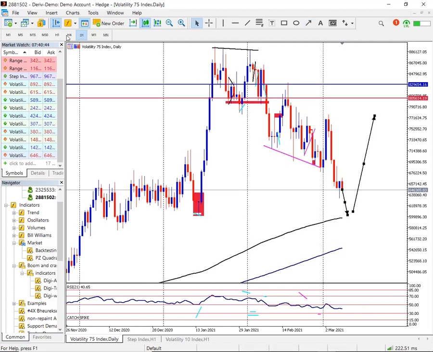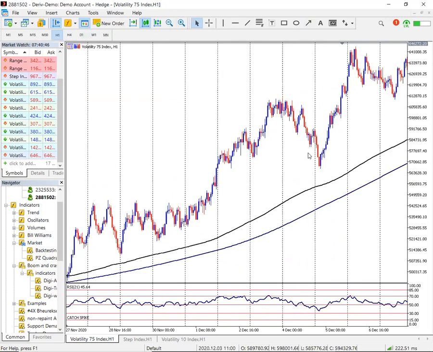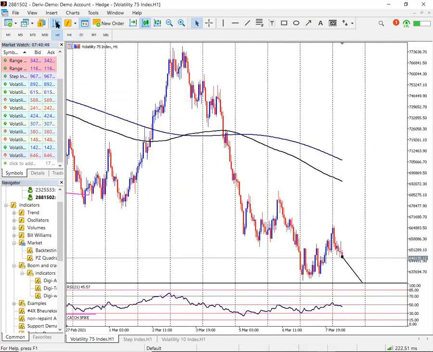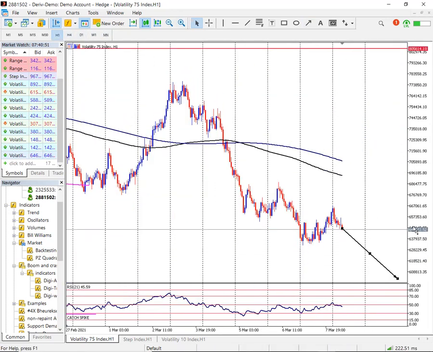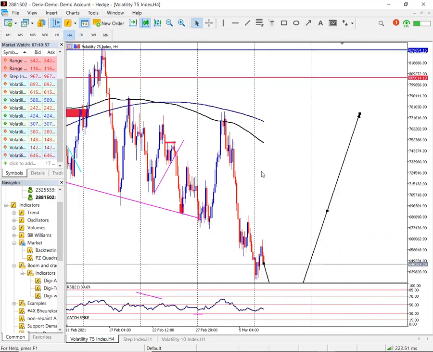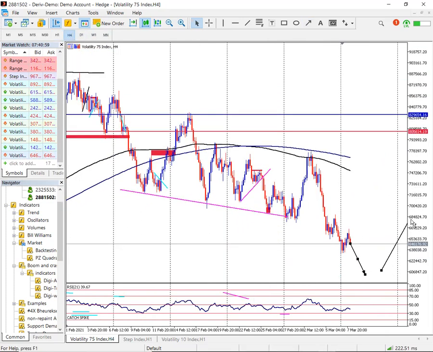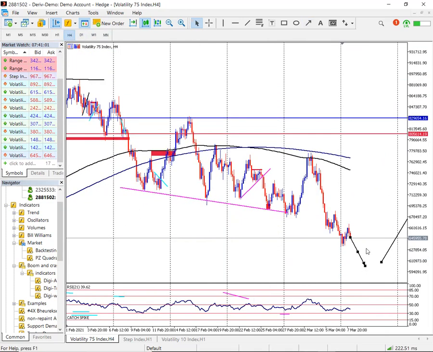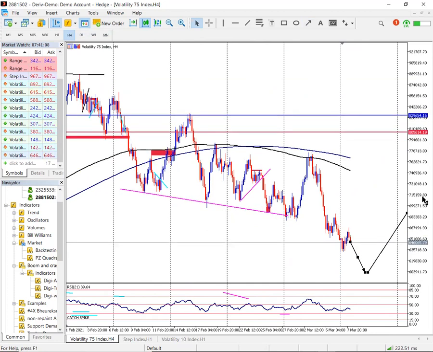So Volatility 75 for now, I'm out. I'm still watching, unless that candle closes like that, then I can scalp for a sell. Yeah, so there's still a sell on Volatility 75. These 4 hours are still a sell before it moves up. You can see still some sell before moving up.